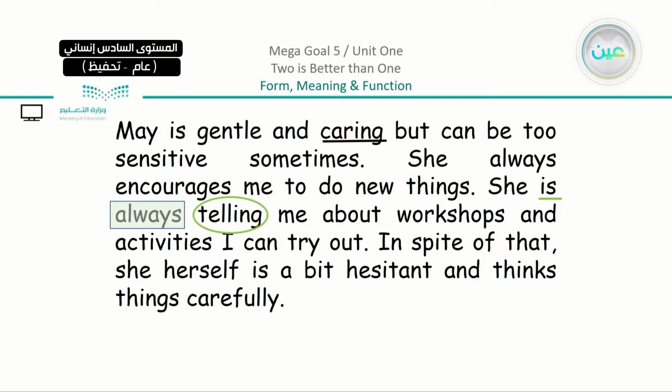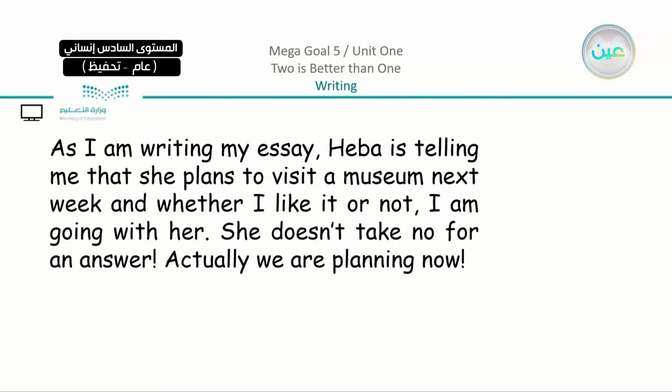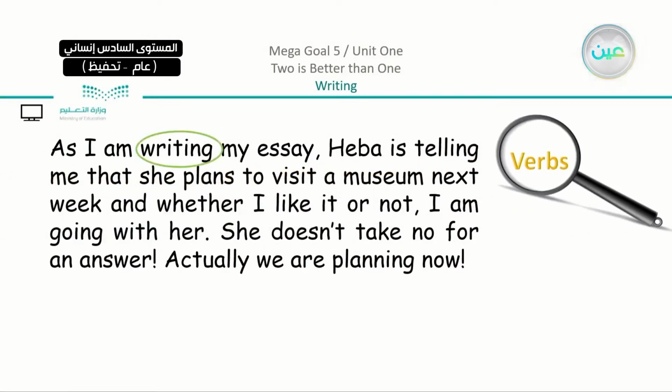Now just read the sentence and you can see the difference between them. May is gentle and caring. But the other part: she is always telling me about workshops. Try to indicate what the meaning is. Here, as I am writing my essay, Hiba is telling me that she plans to visit a museum next week, and whether I like it or not, I am going with her. She doesn't take no for an answer. Actually, we are planning now.